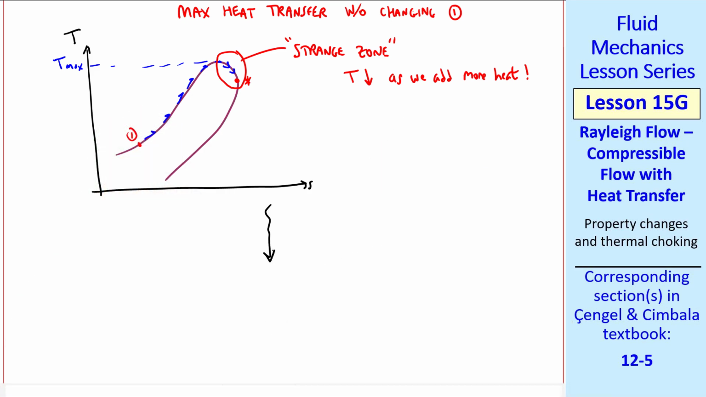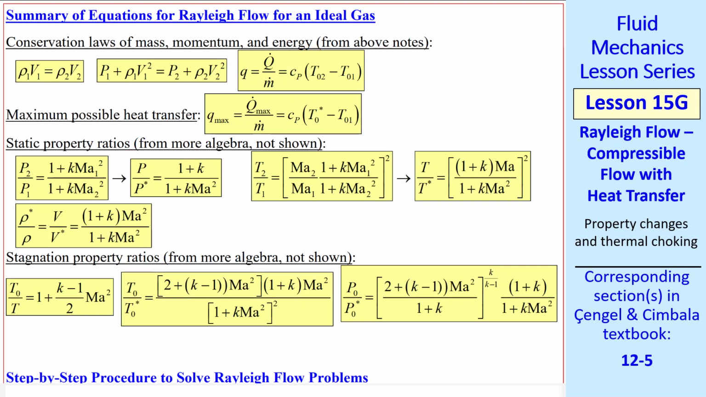There's a lot of algebra involved in analyzing these problems. I'm not going to show all that here. Instead, I'll give a summary of the equations for Rayleigh flow. You recognize our mass, momentum, and energy equations here and our maximum heat transfer. We can also get these other property ratios, both for static properties and stagnation properties.